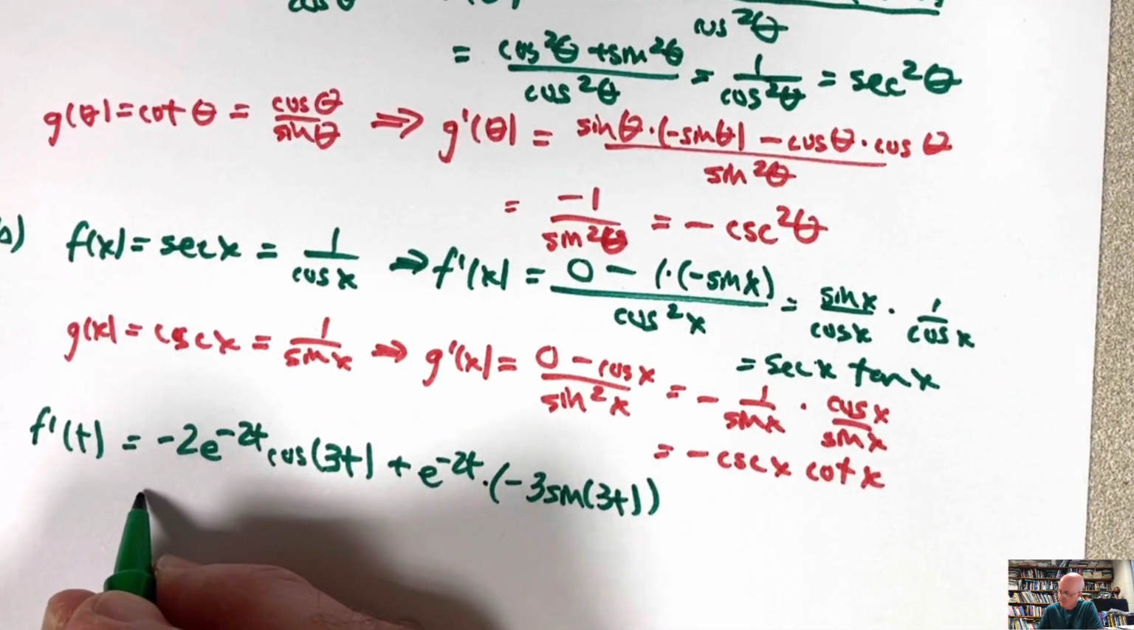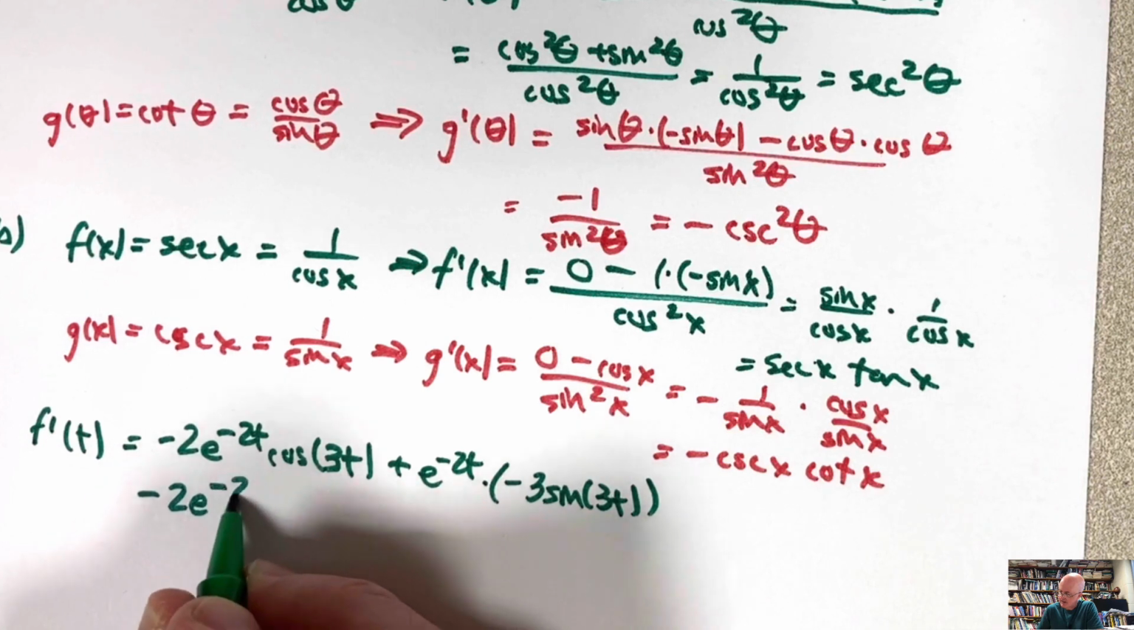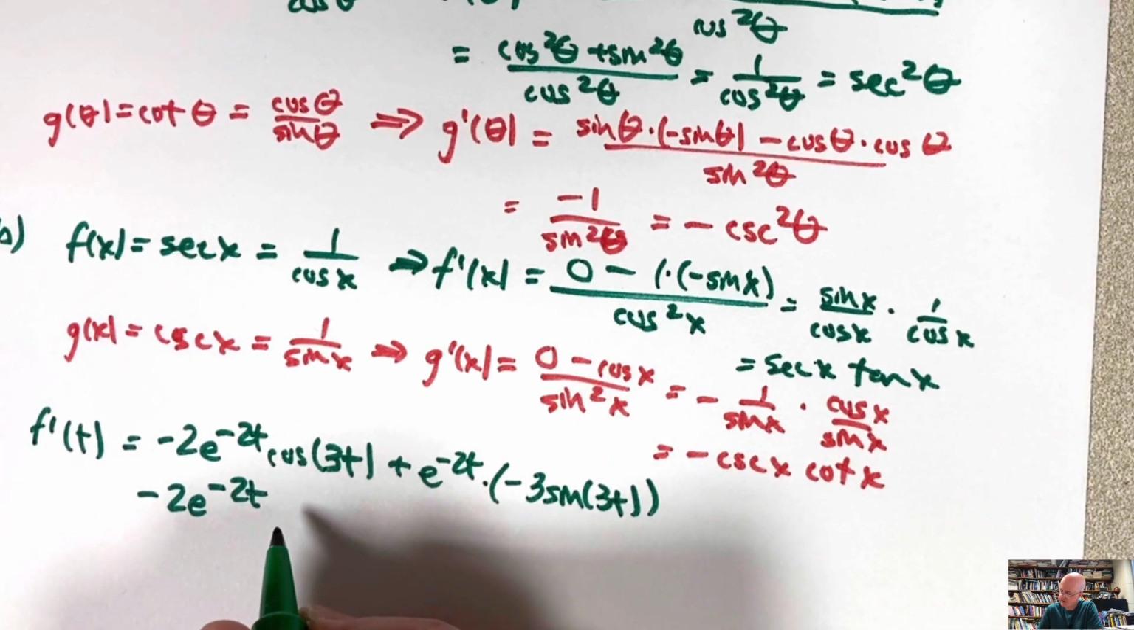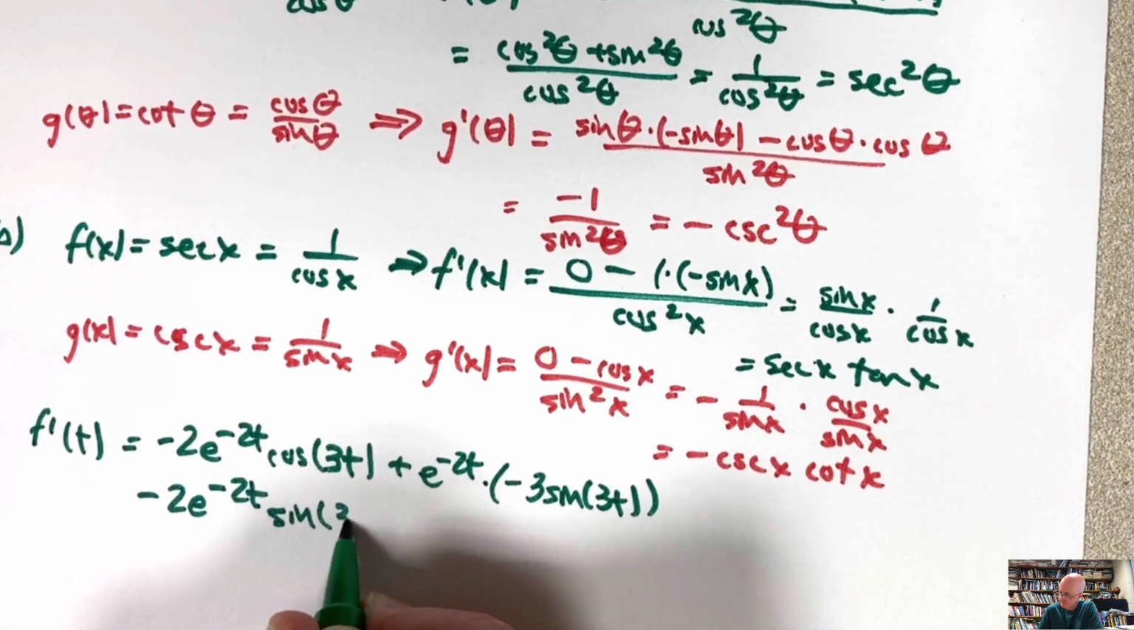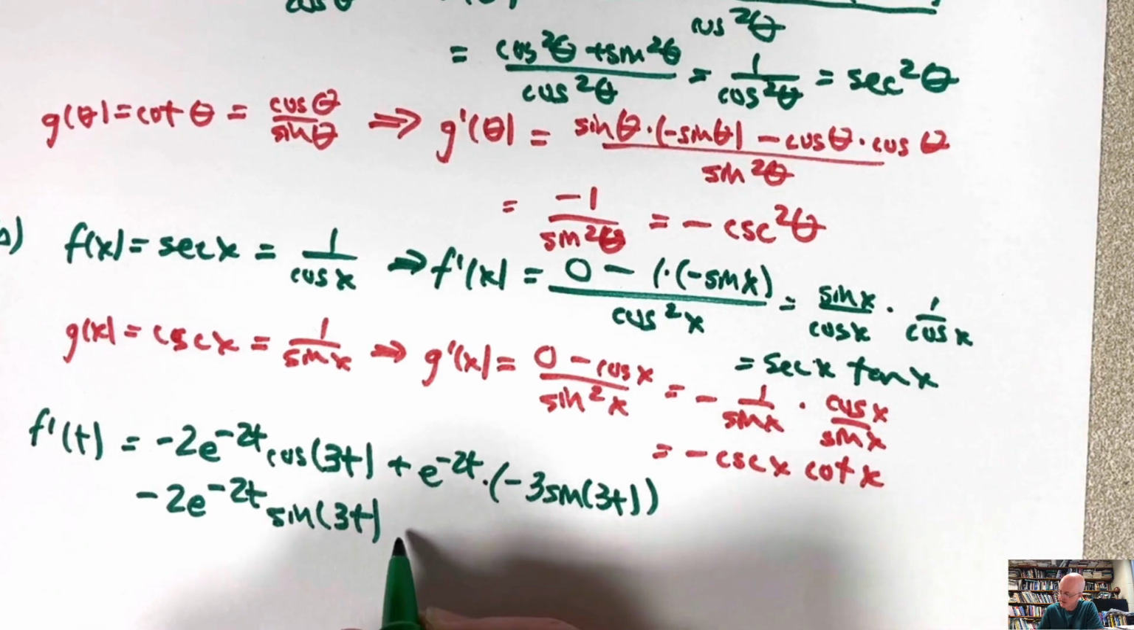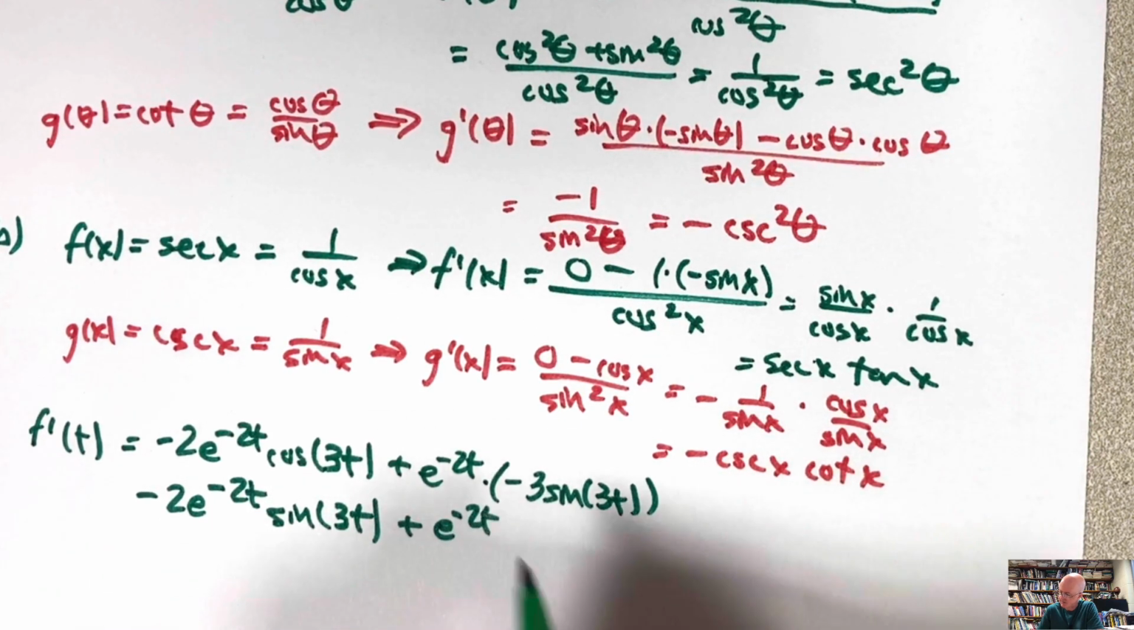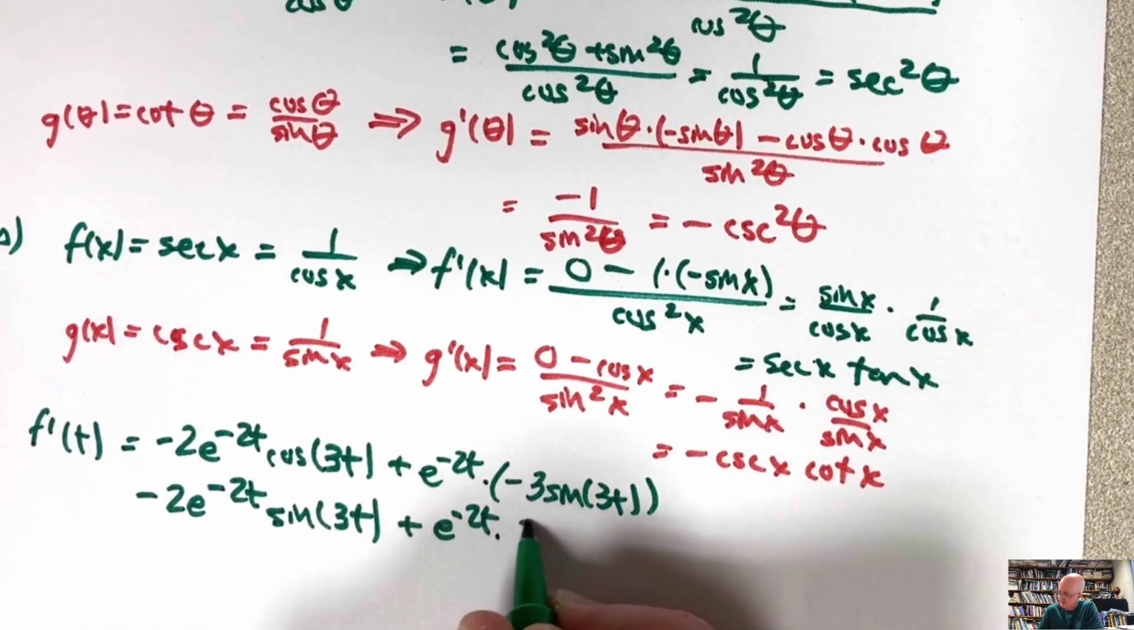What about the second term? It's going to be similar. Once again, e to the negative 2t is the first function. There's its derivative, times the second function, plus the first function times the derivative of the second. The derivative of sine 3t by the chain rule will be 3 cos 3t.